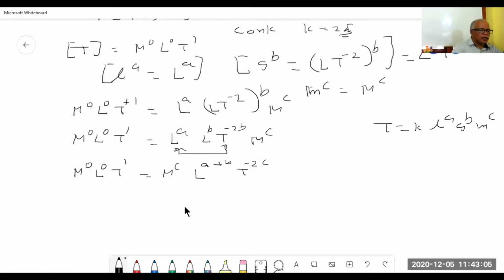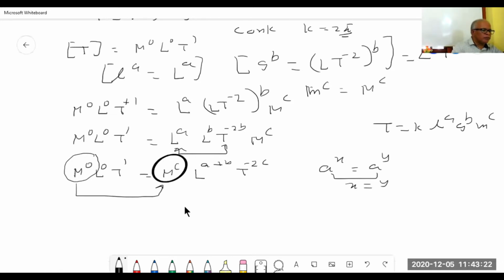Now I told you, if A raised to X is equal to A raised to Y, then X is equal to Y. The base is equal, so the power must be equal. M's power is m raised to 0 here, m raised to C here. So what will you get? Both must be the same; the base is the same, so the power should be the same. C equals 0, you got.